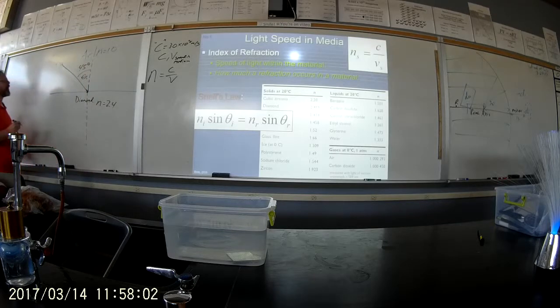Okay, so we write our formula. Ni sine theta I equals Nr sine theta R. Ni is air, so it's 1.0. Sine of 45 degrees. Make sure your calculator is in degrees. And then Nr of our diamond is 2.4 times sine theta R. Determine, if you can, what our angle is going to be. What will be our theta R?